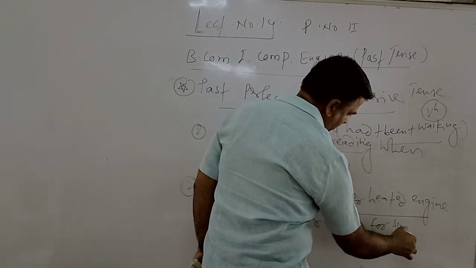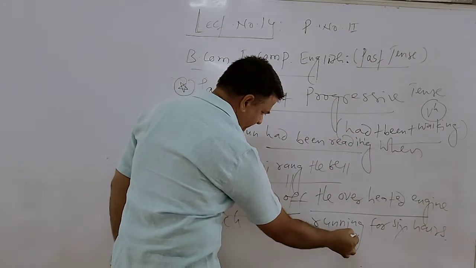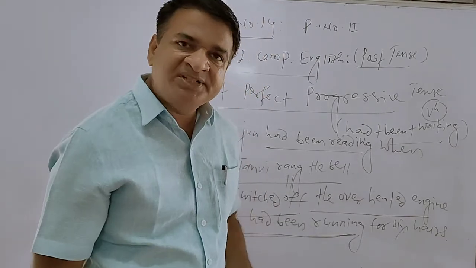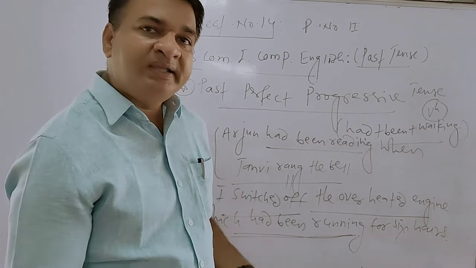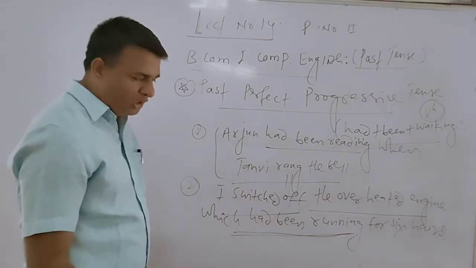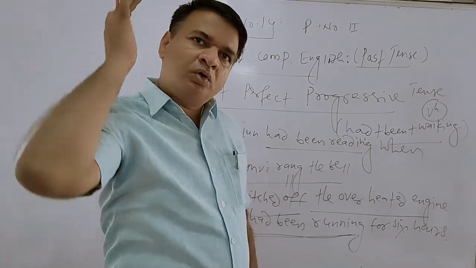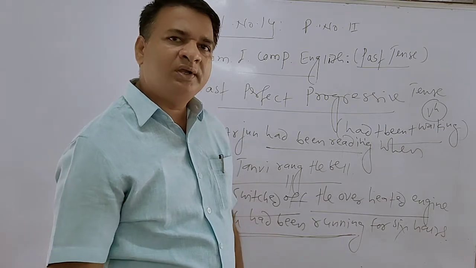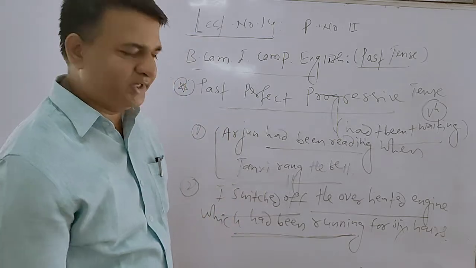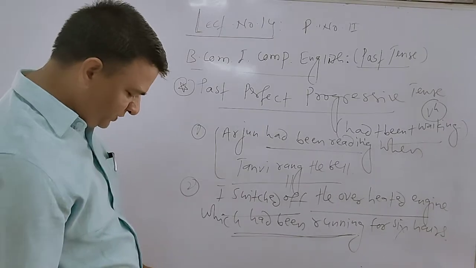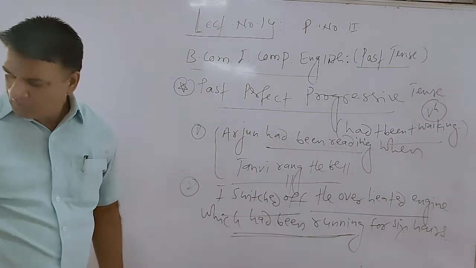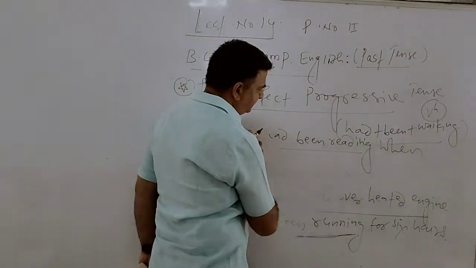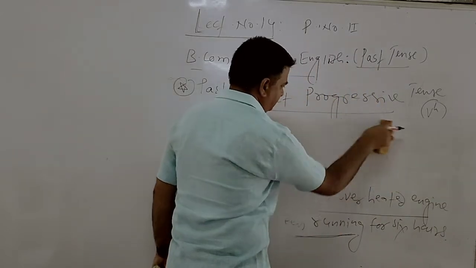Which had been running for 6 hours means which had been running, it had started 6 hours before. After 6 hours he switched off the overheated engine which had been running for 6 hours, means around 10 o'clock in the morning to 2 p.m. in the afternoon it was in process. Then at 2 o'clock he stopped it, switched it off, because it was overheated. So this way the simple past tense and past perfect progressive are correlated with each other. Again we will discuss some more examples of this type.